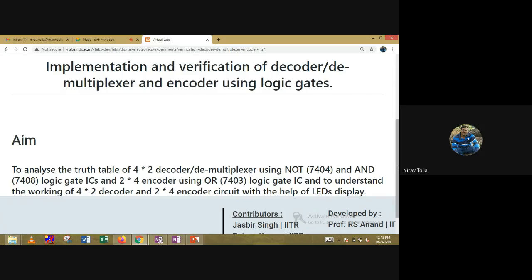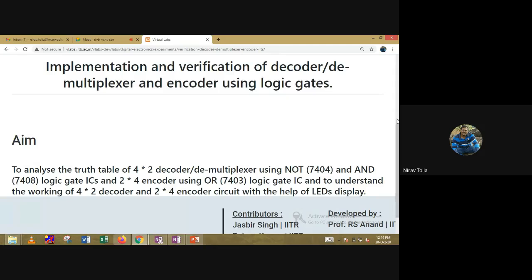And again, the simulation is the same thing. If your truth table is right, then the LED will glow. Otherwise, the LED will not work. So we have to verify the truth table of the 4x2 decoder and 2x4 encoder. So we have to learn about the encoder and decoders first.